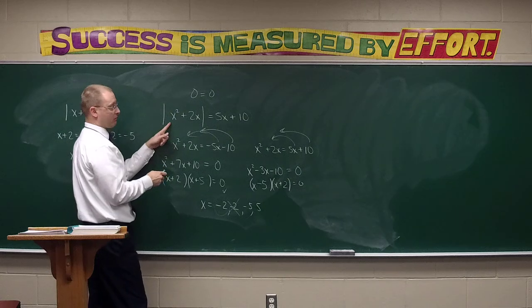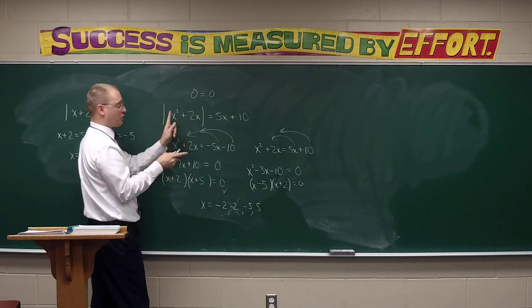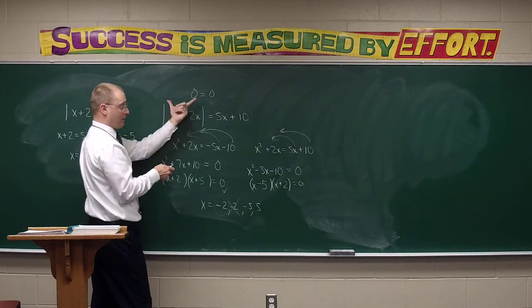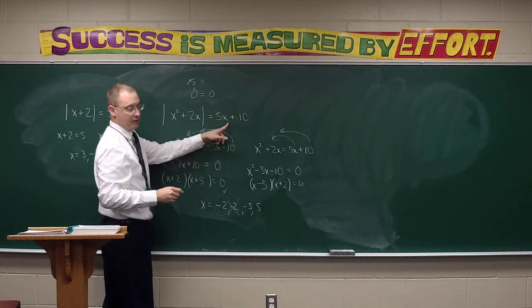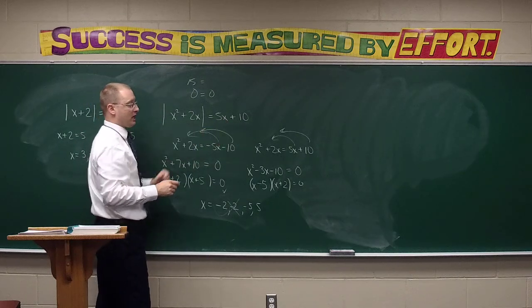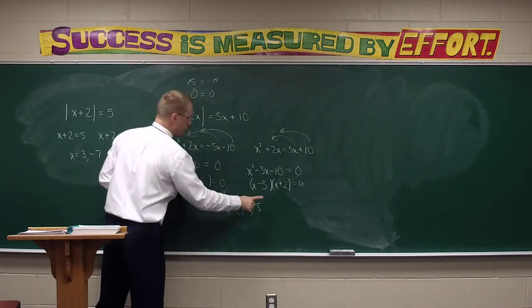Negative 5 squared. 25, 2 times negative 5. Negative 10, 25, negative 10. Absolute value of 15. 5 times negative 5. Negative 25, positive 10. Ooh, negative 15. So the negative 5 does not check. Let's try the positive 5.